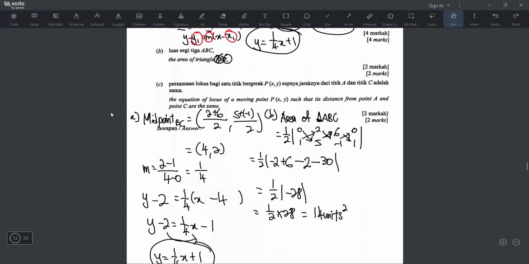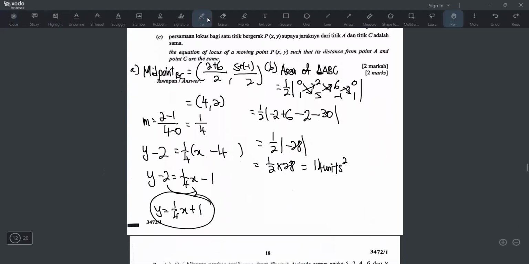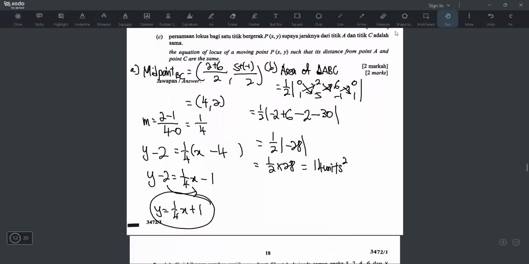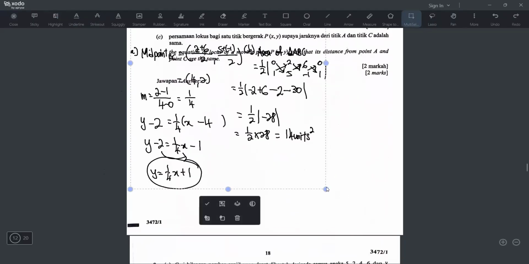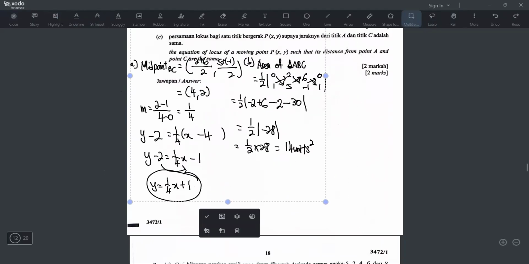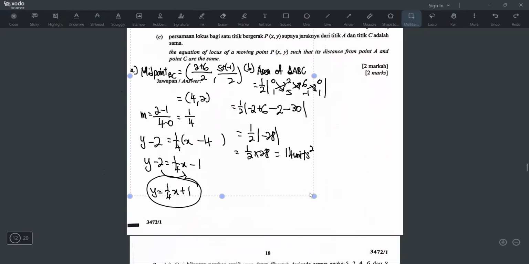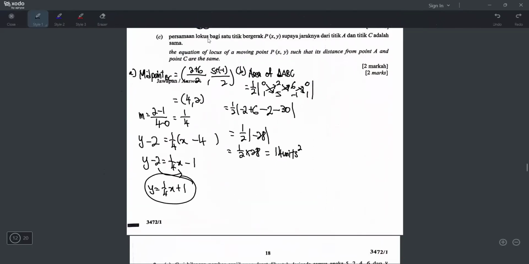Okay, now we want to do C, right? Okay, C is a locus question. Okay, I think I need more space here. So let me kecilkan this. Okay, let's do C now. Okay, so I will write my C working. I'll do it here lah.